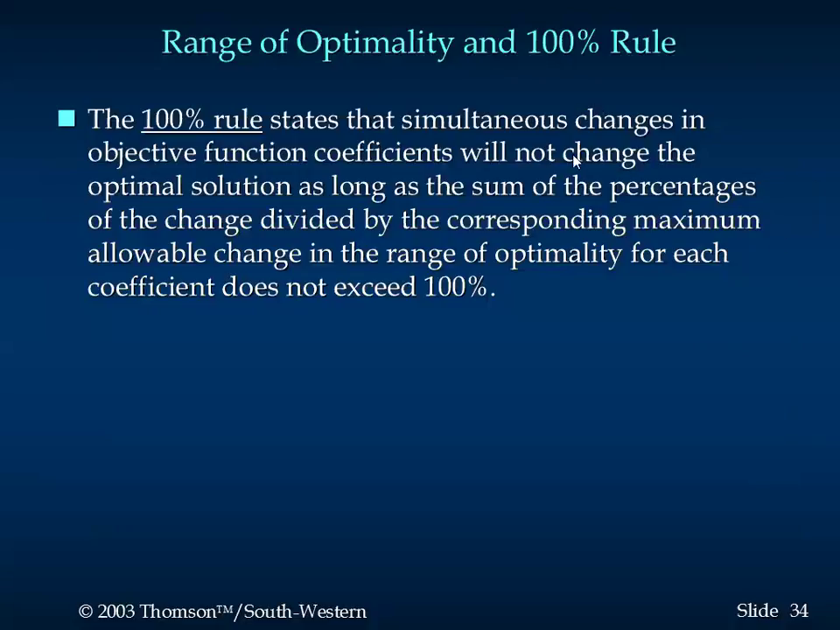So the 100% rule states that simultaneous changes in objective function coefficients will not change the optimal solution as long as the sum of percentages of the change divided by the corresponding maximum allowable change in the range of optimality for each coefficient does not exceed 100%. I know it's a very long explanation, but very simply it means this. So let's try to see.